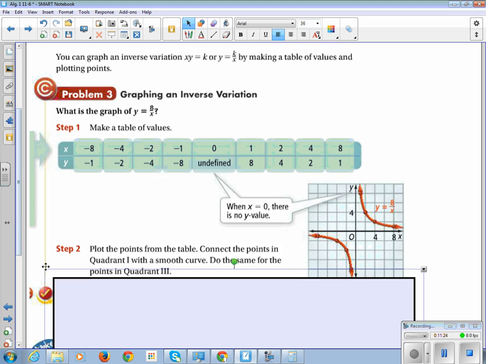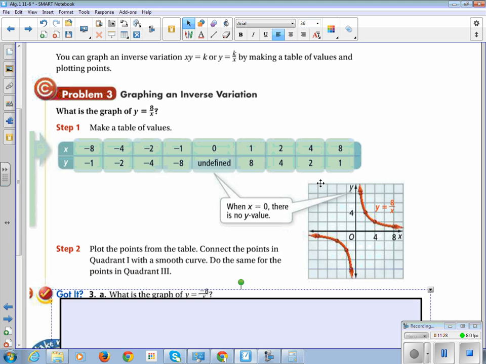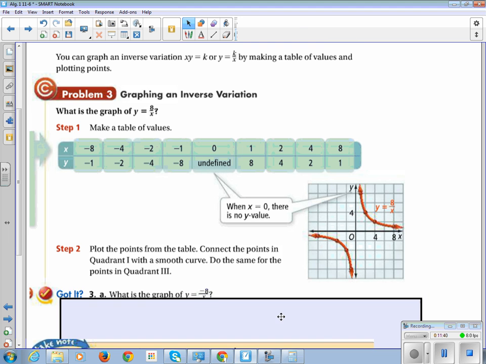So if you look at the graph, you get a first quadrant and a third quadrant graph. So that makes sense with our k being greater than 0. And there's your graph. Easy.